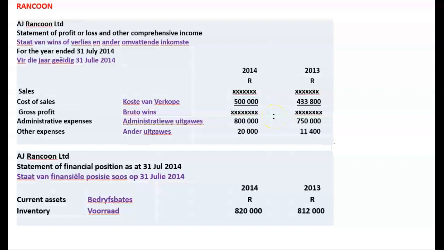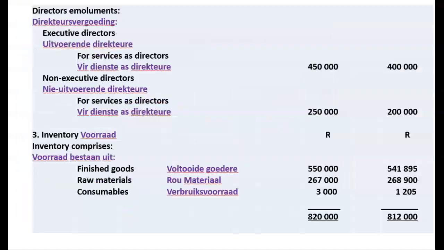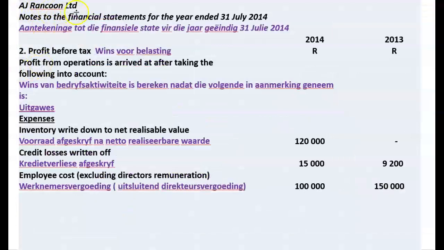Gross profit. But in our notes to the statement of profit or loss and other comprehensive income, we have to write a note on profit before tax. And we have to disclose in our profit before tax note the net realizable value adjustment. So if we go there, AJ Rancoon Limited, notes to the financial statements for the year ended 31 July 2014, and again, 2014 Rand, 2013 Rand. Profit before tax, that is the name of the note that we're going to write, profit before tax. Good.